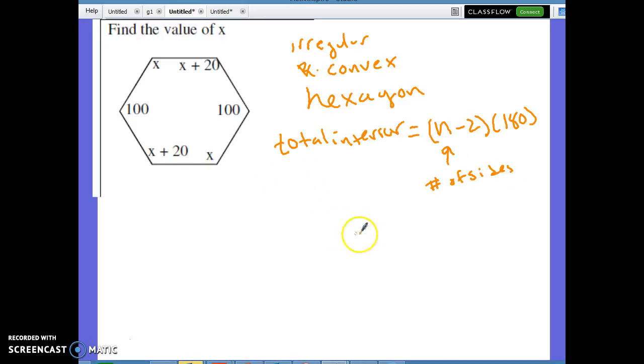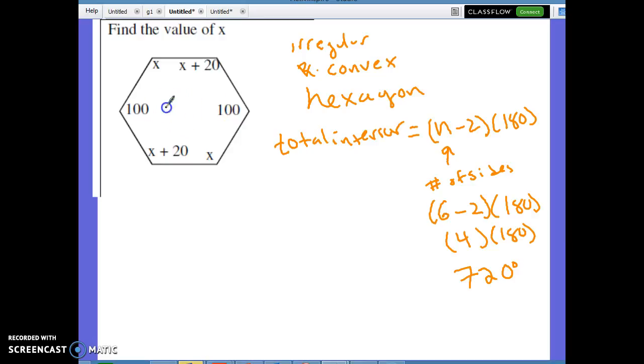So let's figure out the total interior angle measure. The total interior angle measure is 6 minus 2, because it's a hexagon, times 180. So we have 4 times 180, which would be 360 times 2, which is 720 degrees. So we know the total interior angle measure is 720. Now, we're not told that all these are the same. Even though they look the same, we know that they are not the same. So since we know the total is 720, let's add up all the angles.